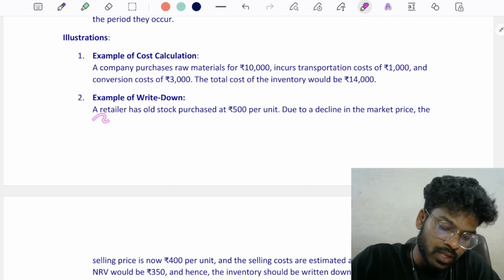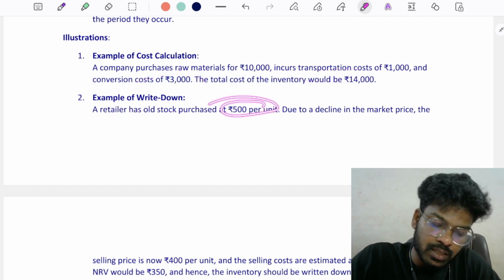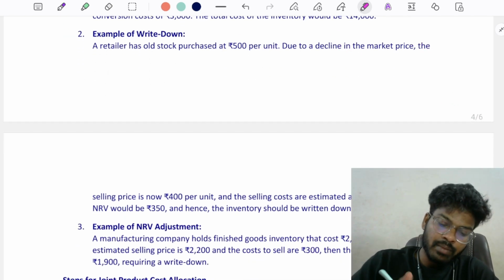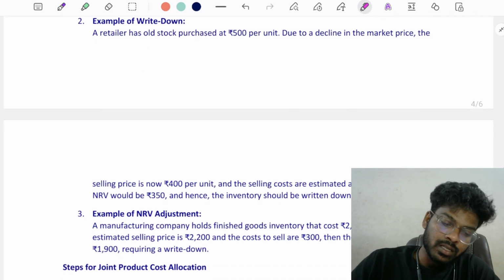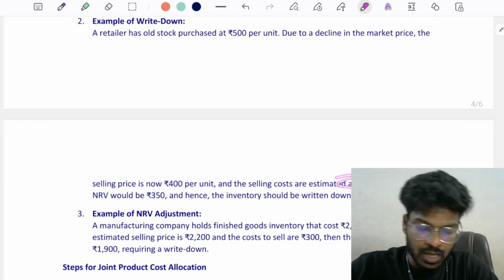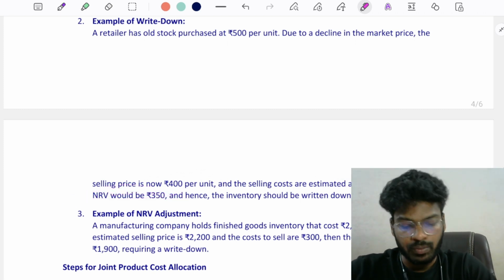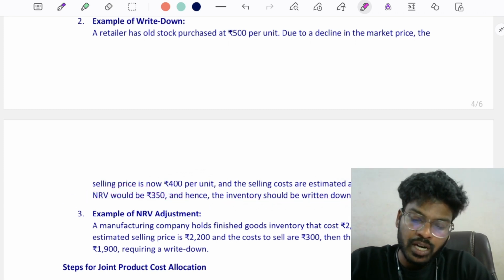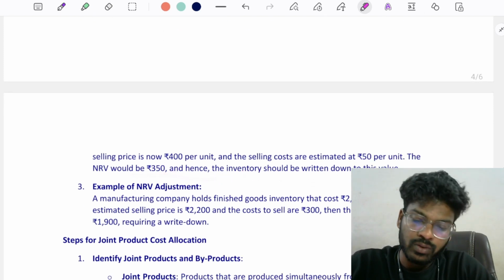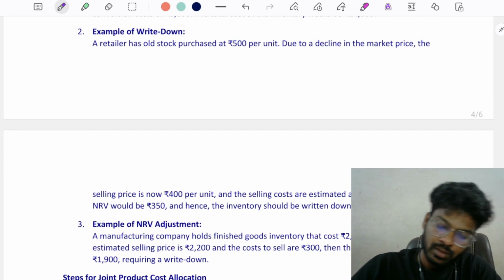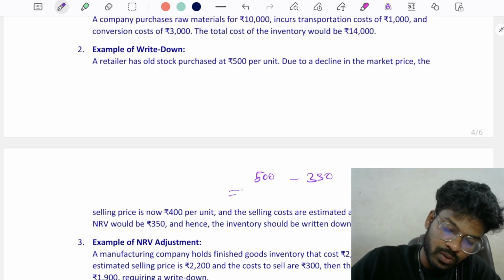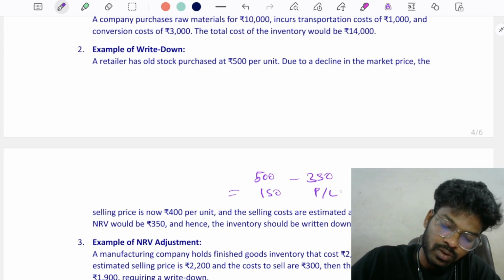Examples of written down value. If a retailer has old stock purchased at 500 per unit, and due to decline in the market price the selling price of the stock is 400 and the selling costs are estimated at 50 rupees, the net realizable value becomes 350 rupees. Hence, the inventory should be written down to this value. That is 500 minus 350, so 150 will be transferred to P&L account.